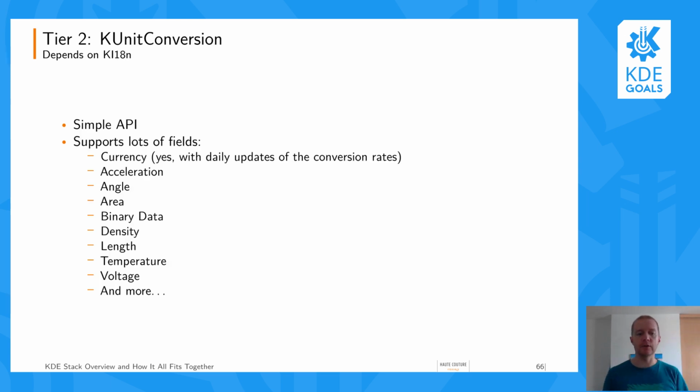One I like, and this one depends on KI18n, is KUnitConversion. It has a very simple API, supports plenty of different units. It's really neat. It even deals with currencies, which I was wondering, how does it do that? Well, unsurprisingly, it uses a file cache for that, but it has daily updates of the conversion rates. And if you've got the network and the cache is outdated, it will query the internet to get the latest conversion rates.